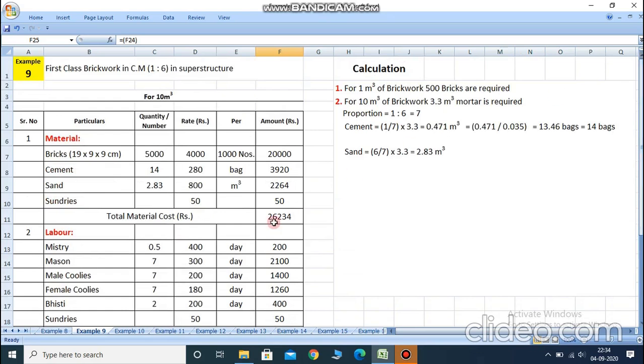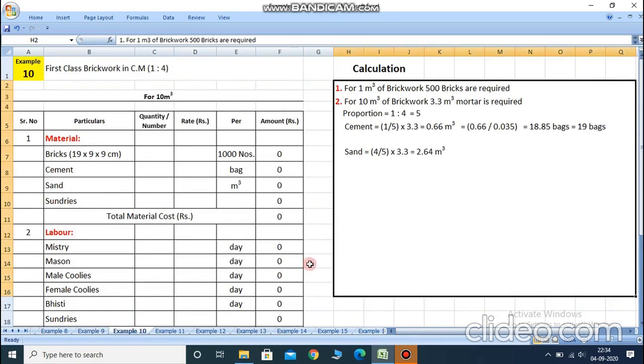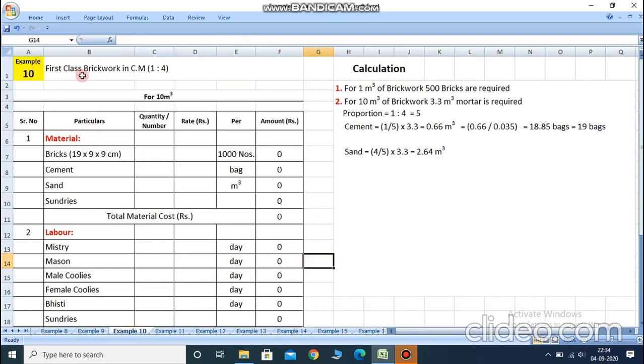Now next we start example number 10. In example number 10, first class brickwork in a cement mortar 1:4 is given. So first we find out the total number of bricks required.